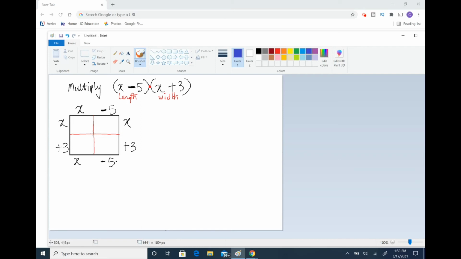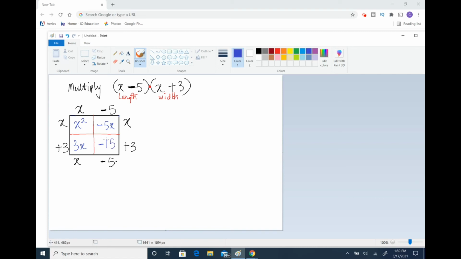Let's find the area of the top left box. So it's going to be x times x, right? Length times width, which is x squared. And then let's find the area of this top right box. Length times width. So we have negative 5 times x, which is negative 5x. And then for this bottom left box, length times width, we have positive 3 times x, which is positive 3x. And then for the bottom right box, we have negative 5 times positive 3, which gives you negative 15.